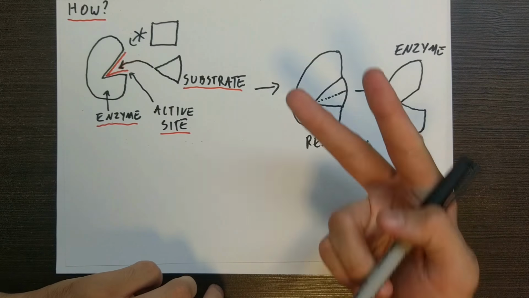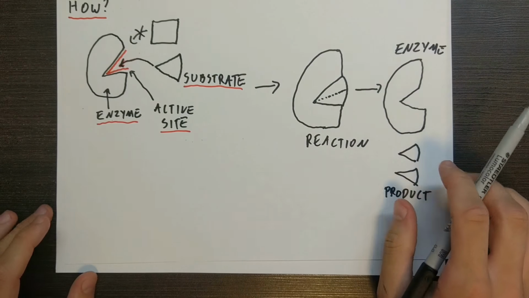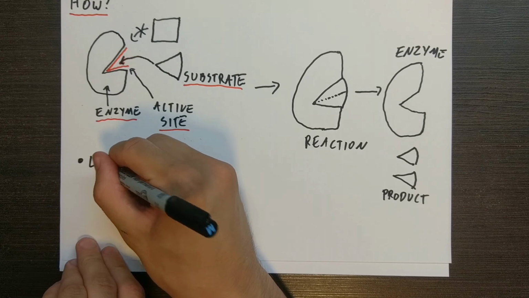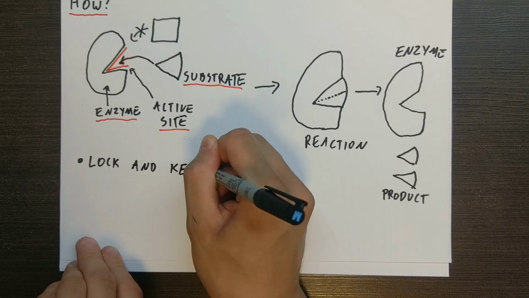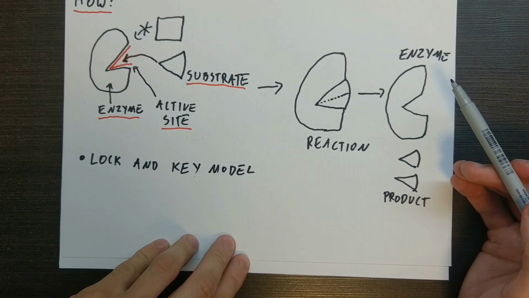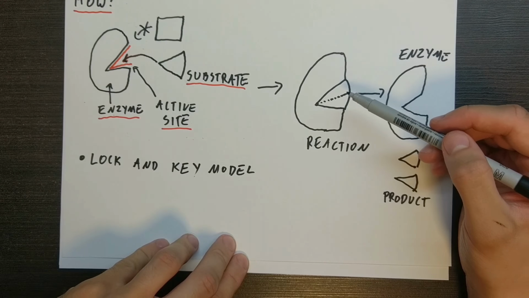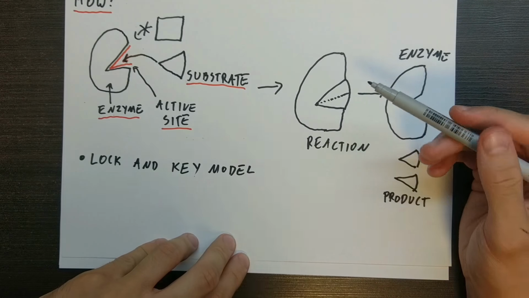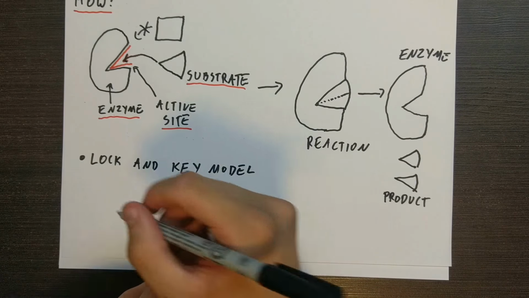However, there are two important models as to how the enzyme works. The first model is called the lock and key model. And this is exactly what I showed you here, where the substrate enters the enzyme. The substrate has to have the exact same shape as the enzyme's active site in order for the reaction to occur. This is the key to the lock and key model.